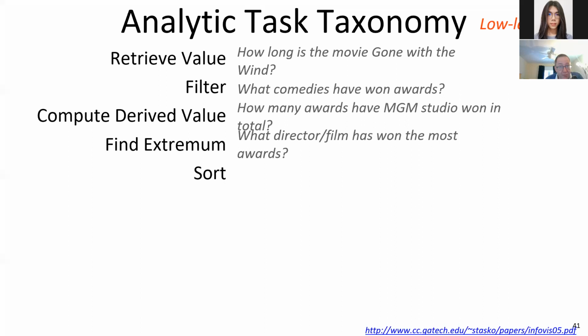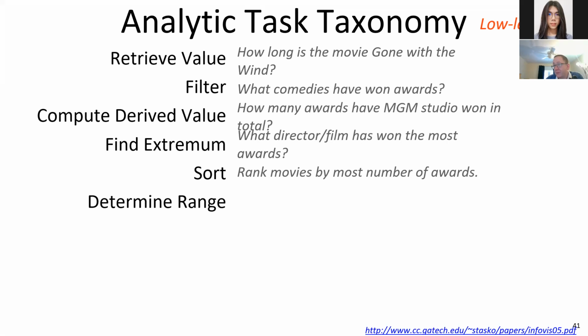I want to sort them so I can make use of it. That's a fairly low-level task, so the computer can do it. It's hard for you to do manually, but the computer can do it for you. Rank the movies according to the number of awards they won. Rank the movies according to Tomatometer. Determine the range of different things, so what years were various movies in, or what's the range of length of films that have won awards. You're not looking for the extreme, you're just seeing the range.